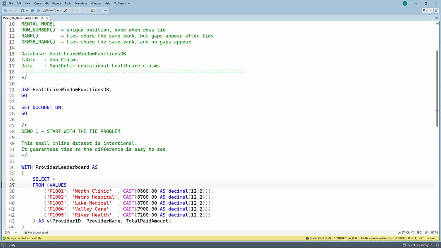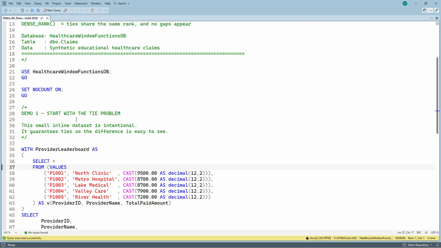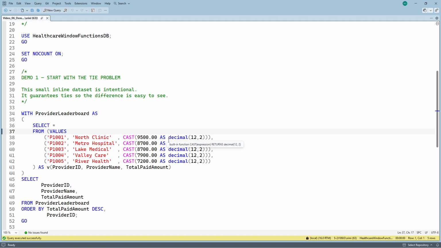Let us start with the real problem, not the function names. The business has a provider leaderboard. Provider 1 is clearly first, but two providers are tied at the same paid amount. Now we have to make a business decision. Should those tied providers share the same rank, or should SQL still assign different row positions? That decision is the reason we have row number, rank, and dense rank.